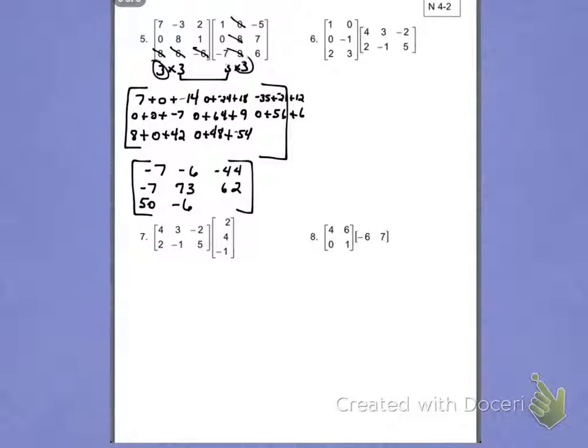And the last thing to do is this last row times the last column, and that goes in the third row, third column spot in the answer matrix. So we have 8 times negative 5 is negative 40, plus 6 times 7 is 42, and plus negative 6 times 6 is negative 36. So negative 40 plus 42 minus 36 is negative 34. And that then is our answer to this matrix multiplication problem.